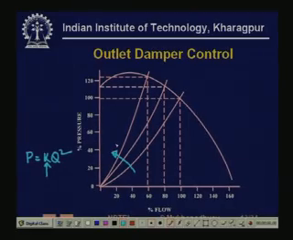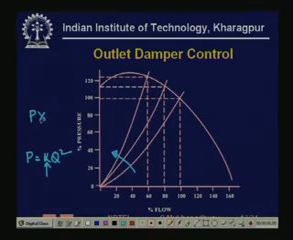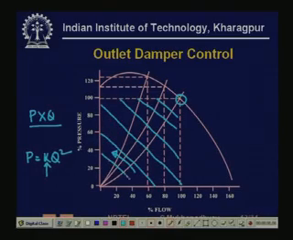Now, what is happening to the energy? The energy being delivered by a fan is P into Q. In other words, it is the area of this rectangle at any operating point. At this operating point, it is the area of this rectangle. When you are at this operating point number 2, then this is the area.